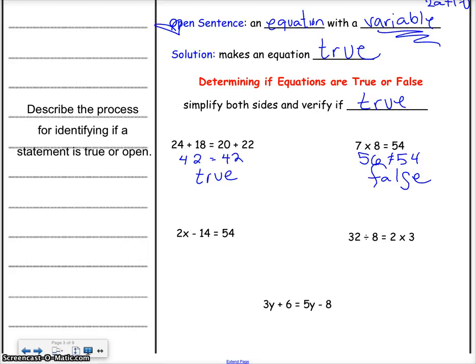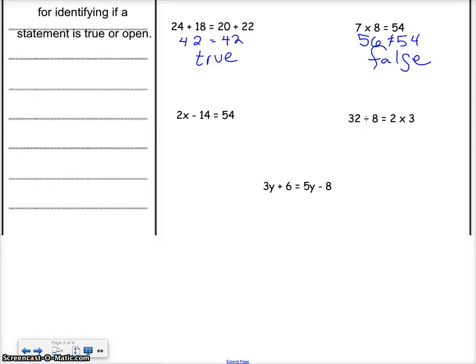Okay, the next one. Again, true, false, open. That's what you're identifying. 2x minus 14 is 54. Is that true? Is that false? Or is that open? It's open. Now, if you are going to get confused with that, just think, how can you determine if this is true? You can't determine that yet because we have not learned the process for algebra. So you can't tell me if this is true or not. So you would say open. It's open for debate. I got to figure it out.